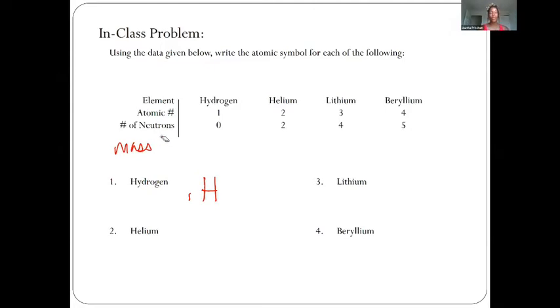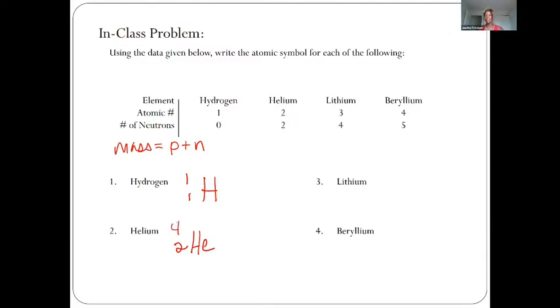Remember, the mass number is equal to the protons plus the neutrons. So in this case, I would take 1 plus 1 and end up getting a total of 1 up top. For number 2, helium, we would write the symbol as He and then fill in the numbers accordingly. On the bottom is where we'd put the atomic number of 2. On the top is where we would add 2 plus 2 to get us 4.